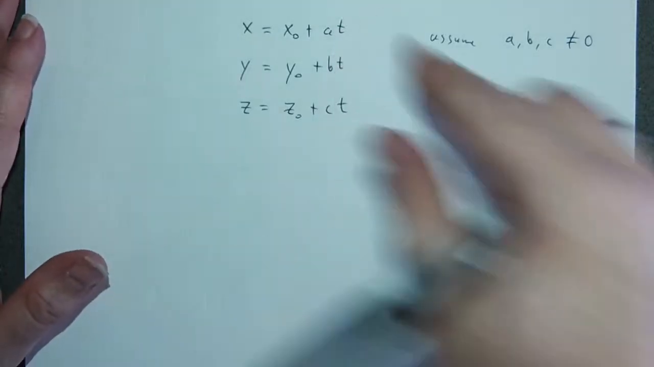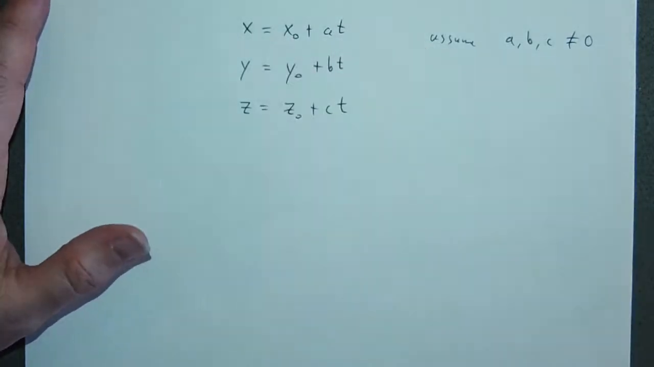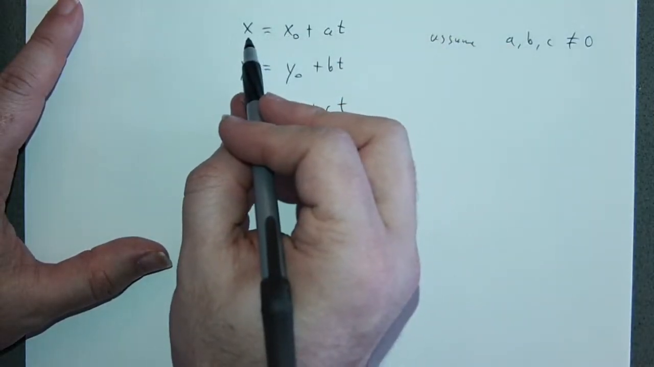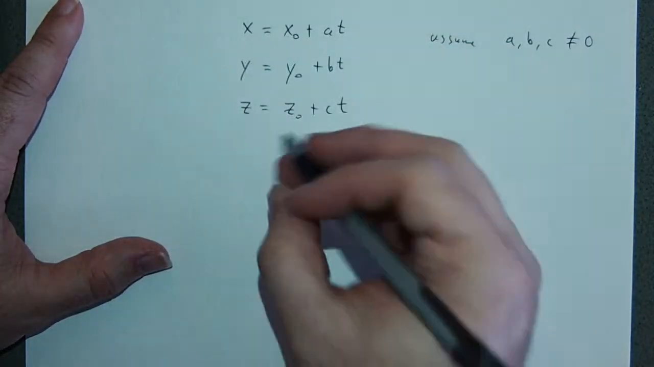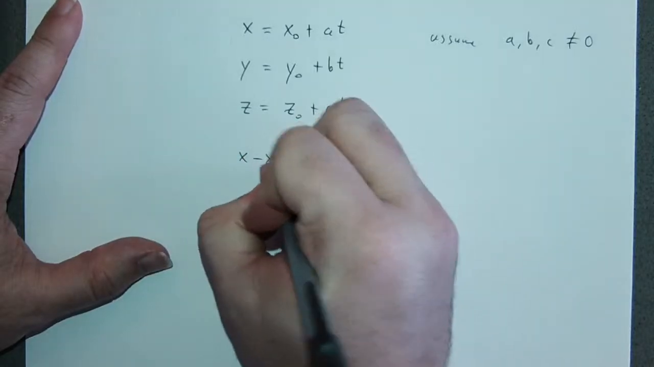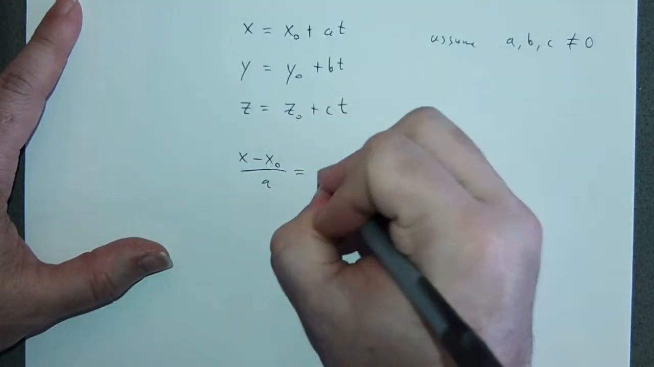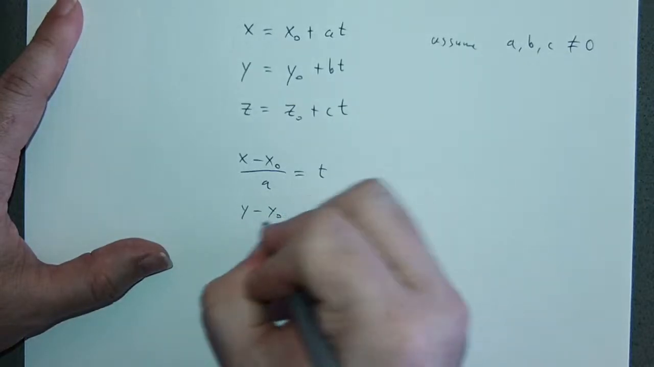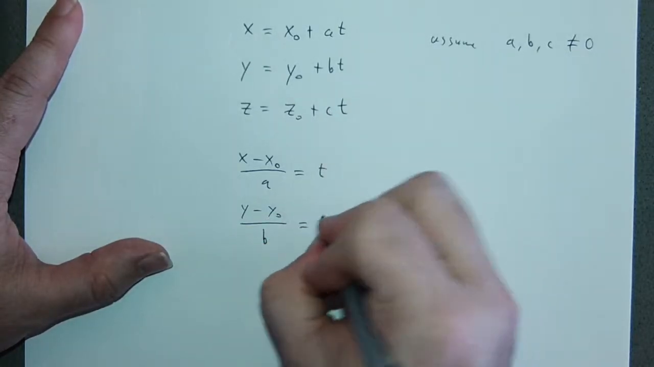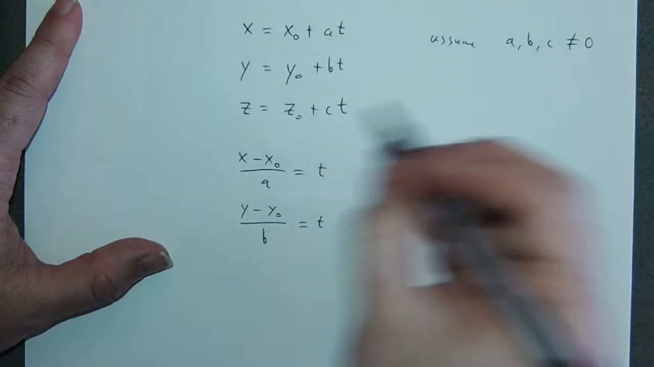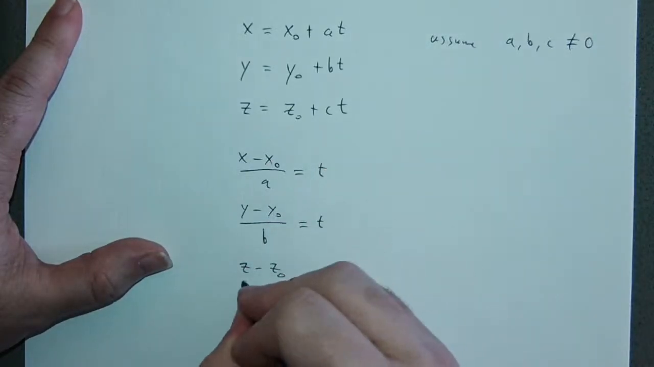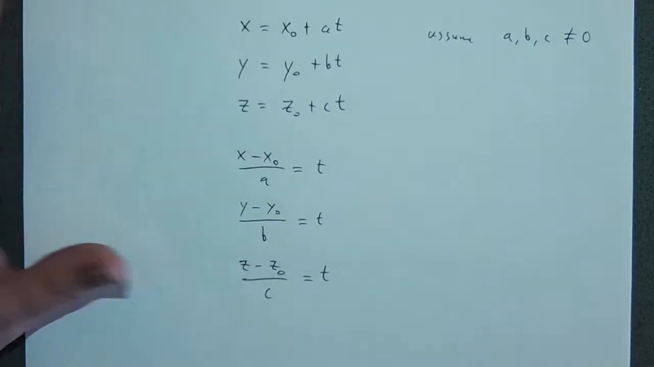I want to solve each of these equations for t. So I would subtract x0 from x, and then divide by a. So the first one, I'd get (x minus x0) over a, and that's equal to t. In the second one, I would get (y minus y0) over b, equal to t. Now you see why I wanted a, b, and c to not be 0, because I'm dividing by them. Here, this would be (z minus z0) over c, equal to t.